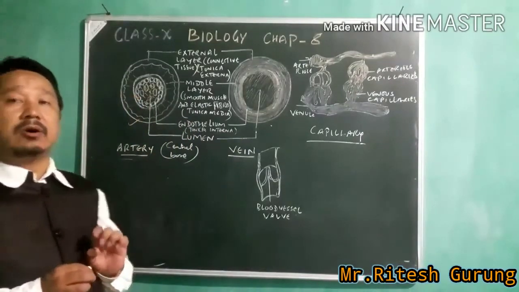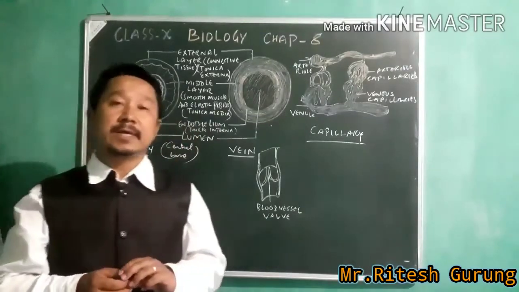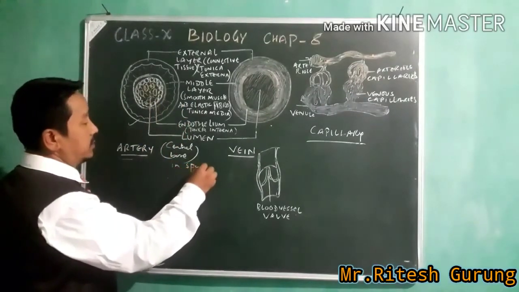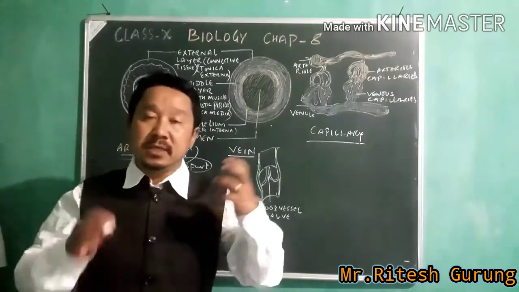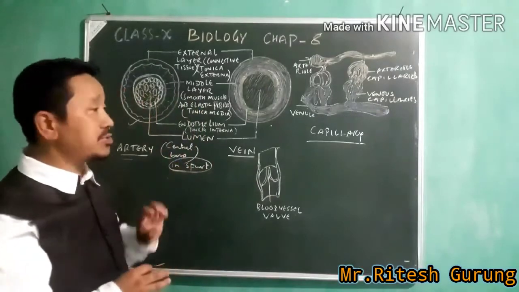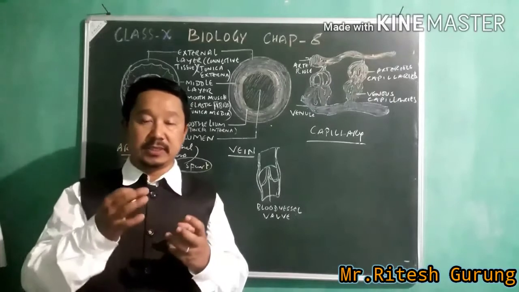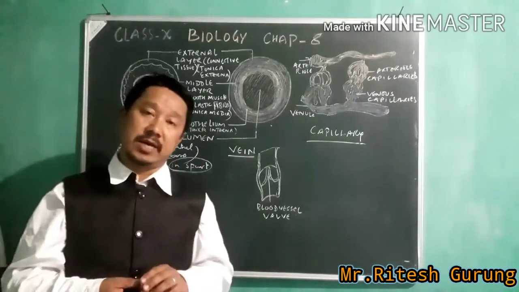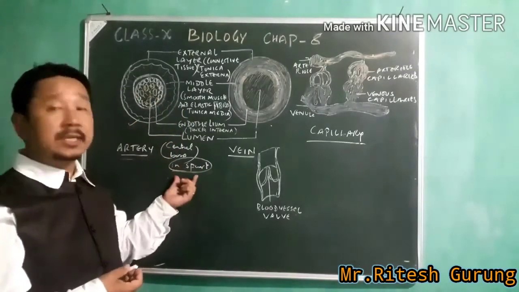Also, blood flows through the artery in spurts. That means the blood flows through the artery with a certain speed, with great speed. So it is called spurt. The blood flows through artery in spurts.